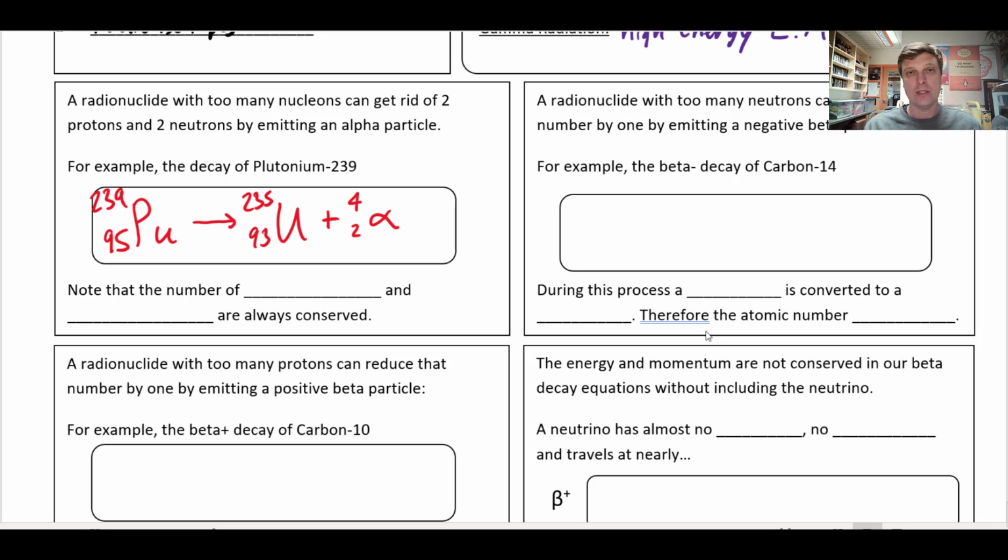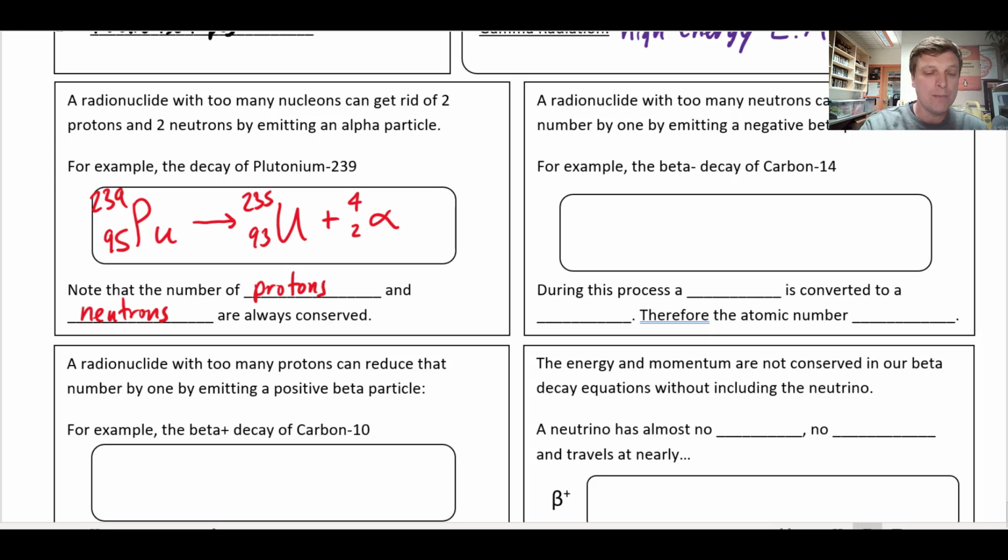So the first thing to notice is that the number of protons and neutrons is still conserved. My nucleons don't disappear. When I have radioactive decay, they still exist, they've just been split apart. So 239 total nucleons, I can see they still add up, and 95 total protons, those still add up as well.